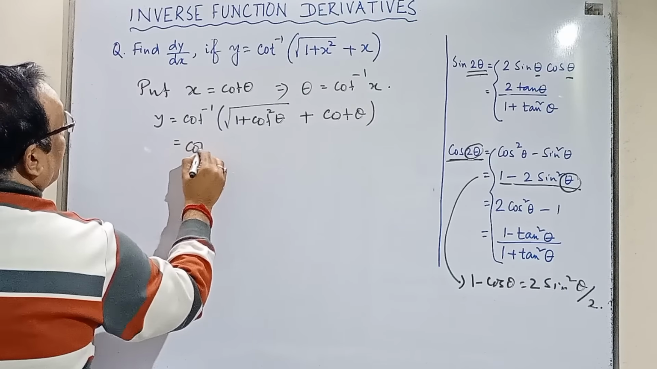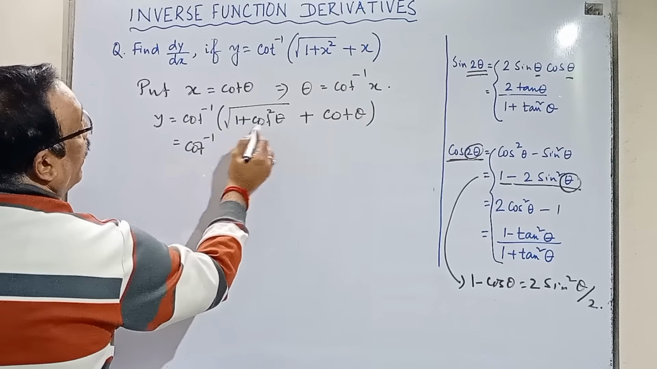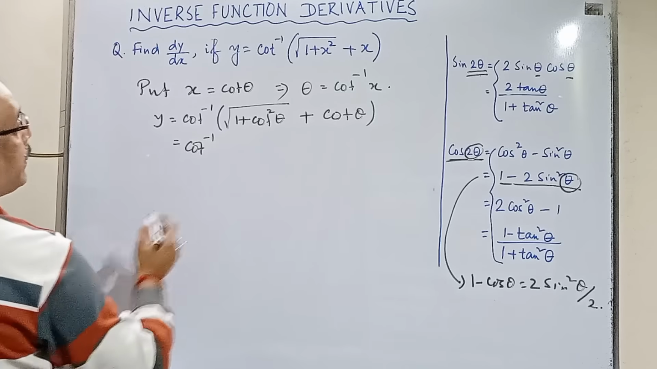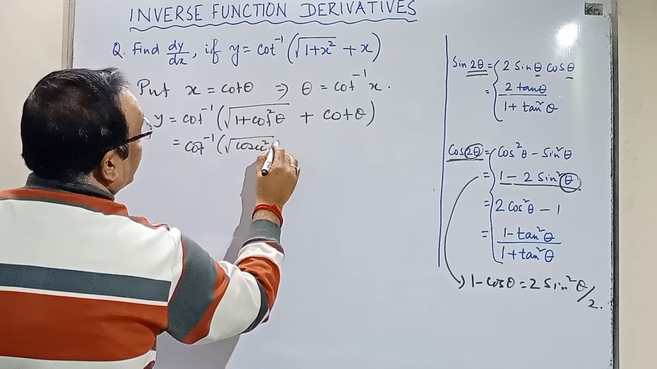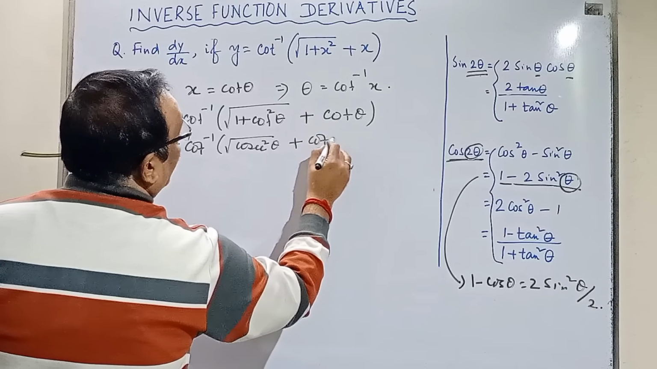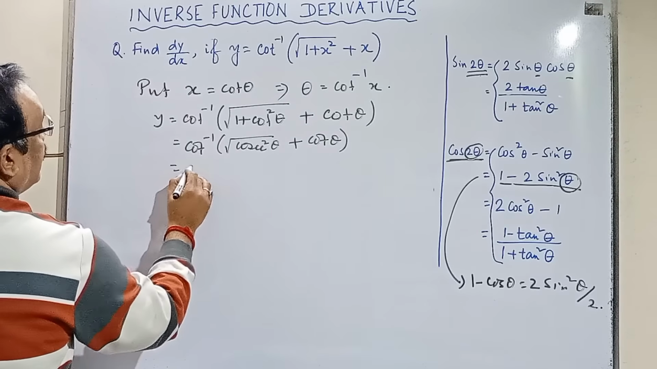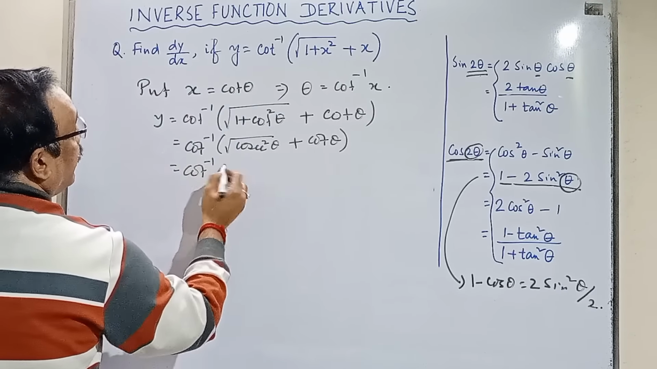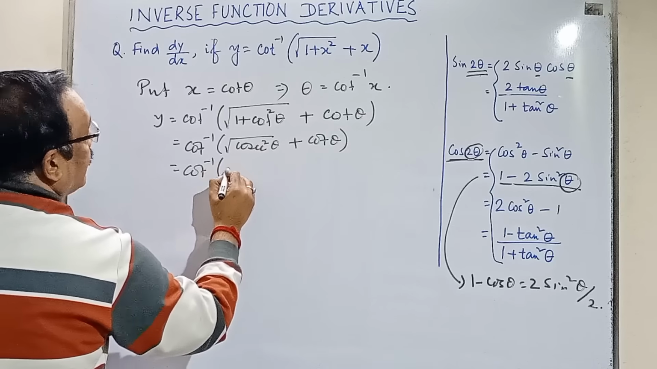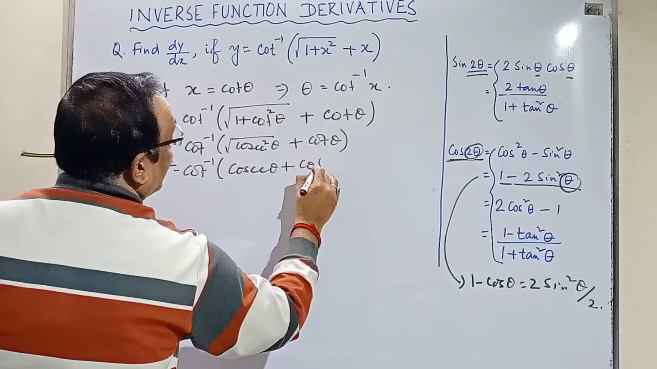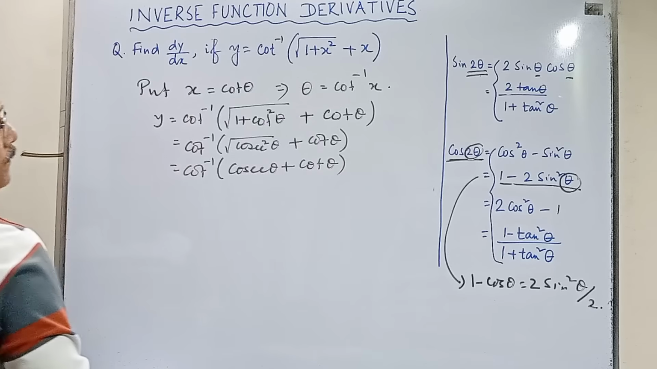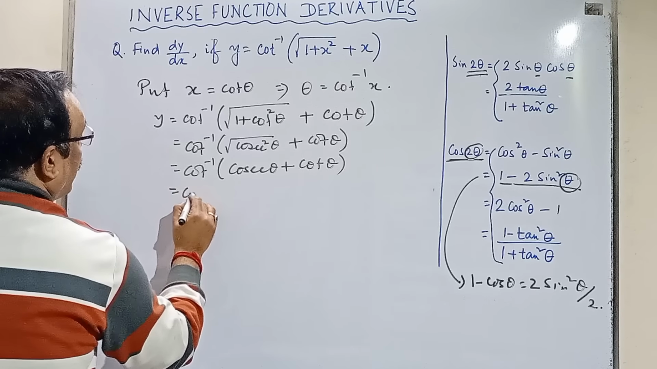Cot inverse root over of 1 plus cot square theta plus cot theta. 1 plus cot square theta is cosec square theta. Root over of cosec square theta plus cot theta is equal to cot inverse. Root over of cosec square theta is cosec theta, which will come out. So cosec theta plus cot theta. So this is equal to cot inverse.